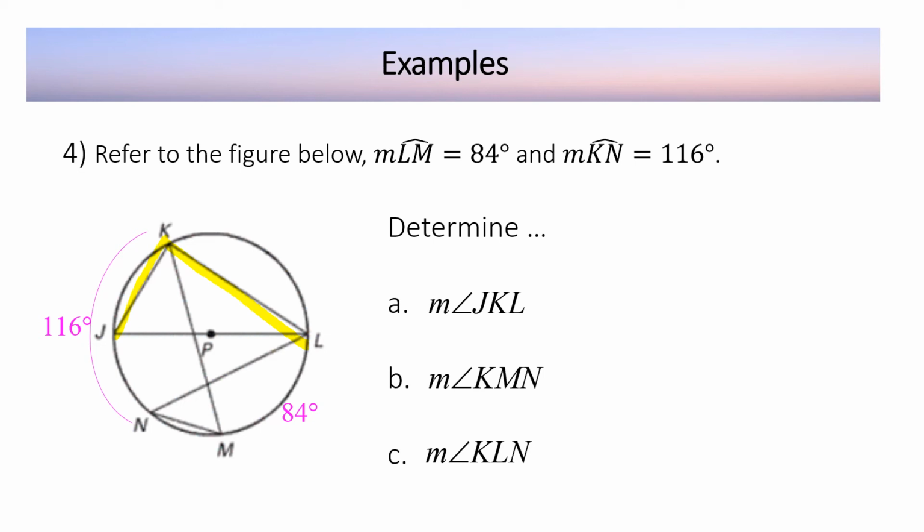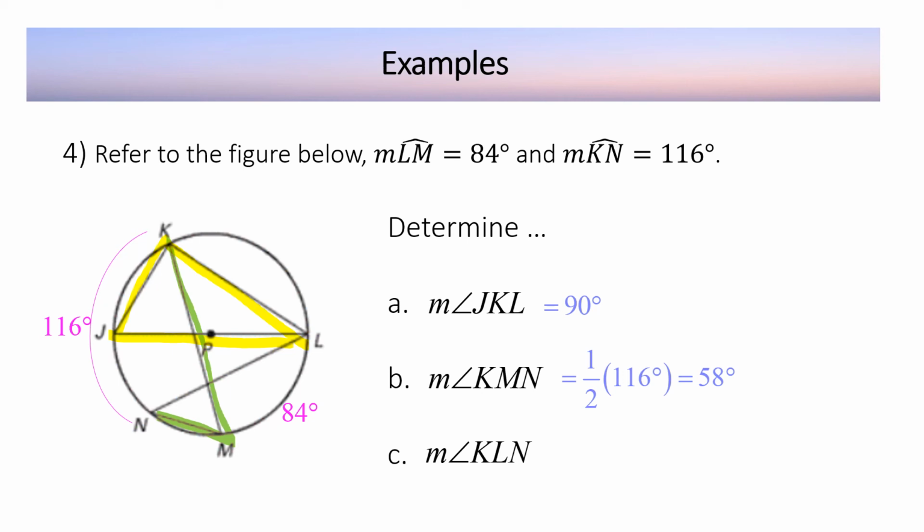If I look closely, that angle intercepts a semicircle. So that means we've got a right triangle, and the angle must be a 90-degree angle. What about the measure of angle KMN? It intercepts the arc that has a measure of 116 degrees. So the measure of the inscribed angle would be half of 116 degrees, which is 58 degrees.